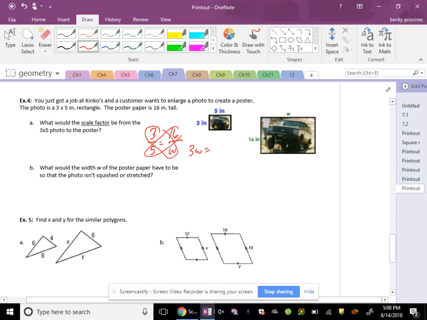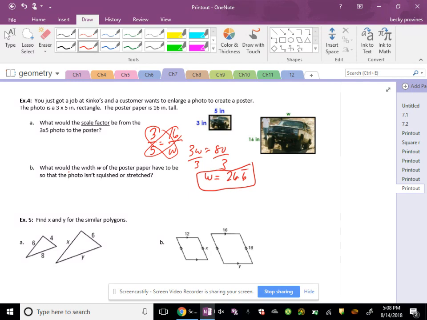3W equals 80. And then we're going to divide by 3. And so my width now has to be 26.6 repeating. Okay, that was easy to do. What would be the width of the poster? What would the width of the poster paper have to be so the paper didn't get squished?